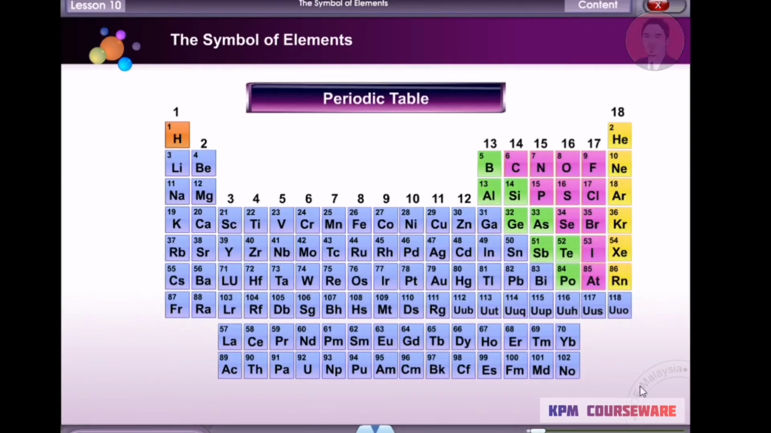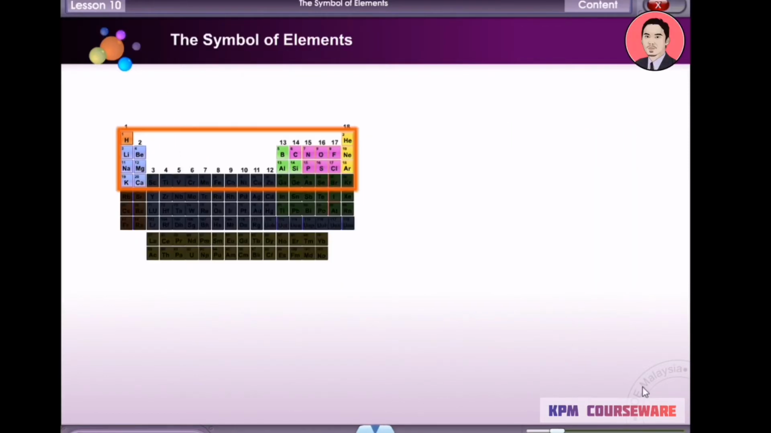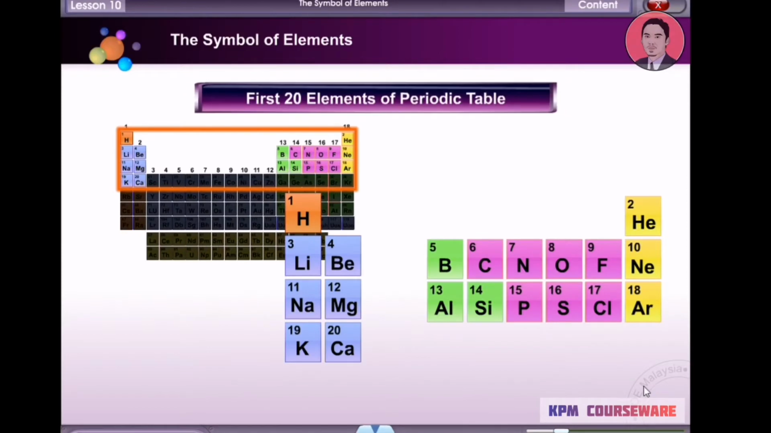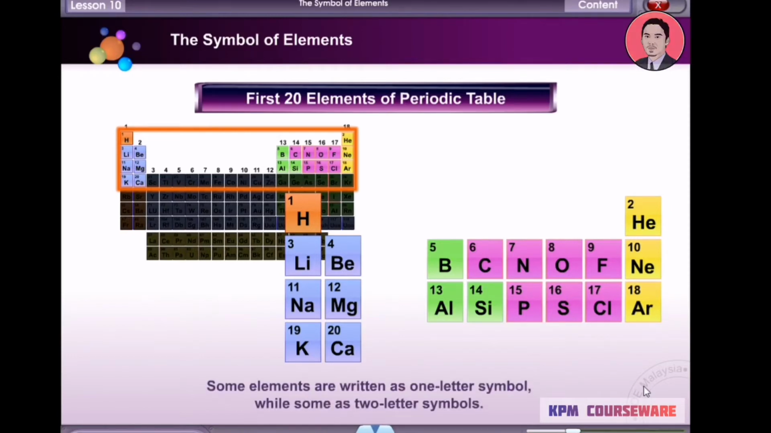Periodic table. Do you think this periodic table looks better when all the elements are written in symbols? Let us focus on the first 20 elements of the periodic table. From the 20 elements listed, some of them are represented by a symbol made up of 2 letters, while the rest are made up of 1 letter.